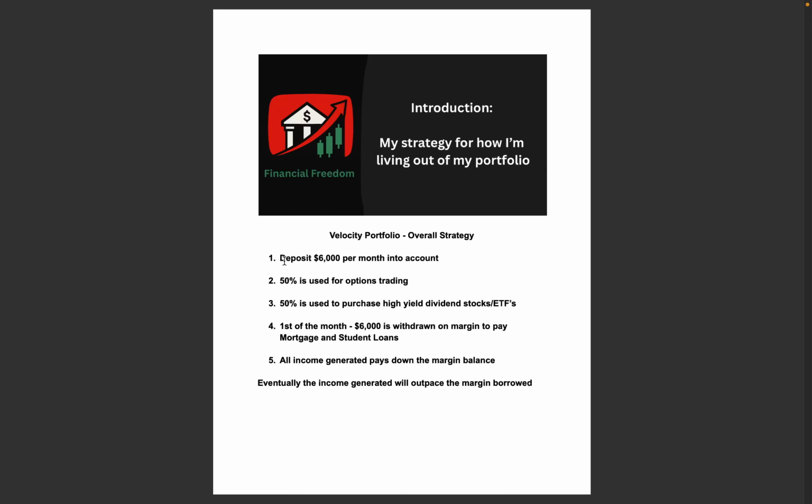Number one, deposit $6,000 per month into the account. Typically, I do this every Friday. So if there are 4 Fridays in the month, it'll be $1,500 each Friday. If there are 5 Fridays, then I break it out accordingly. If there is any overage, I also deposit that into the account above the $6,000.